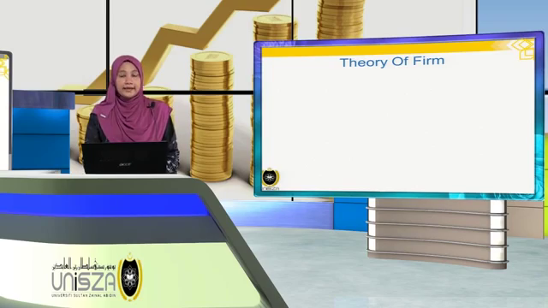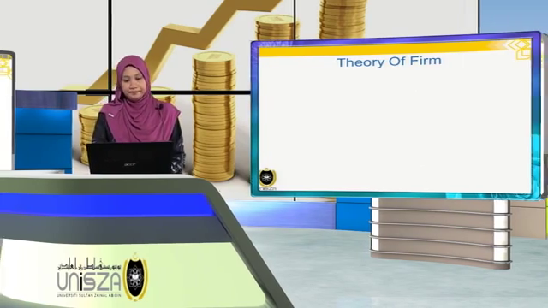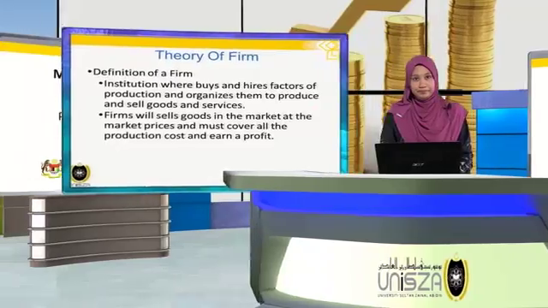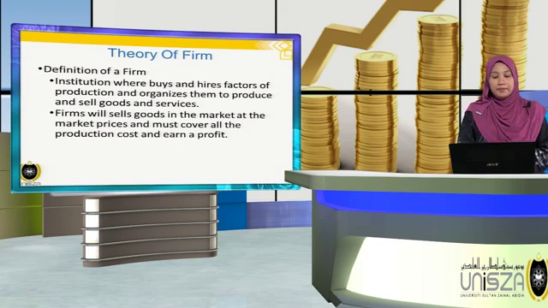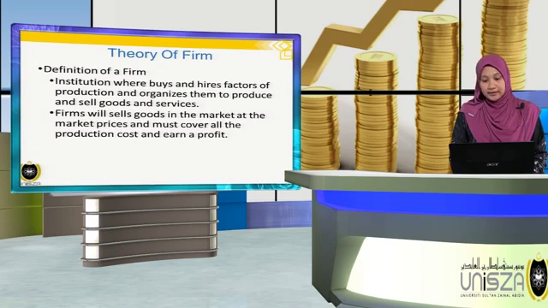Now, do you know what the theory of firms is? Okay, we first define what a firm is. A firm is an institution that buys and hires the factors of production and organizes them to produce and sell goods and services. Firms will sell the goods in the market at the market price and must cover all the production costs and earn a profit.